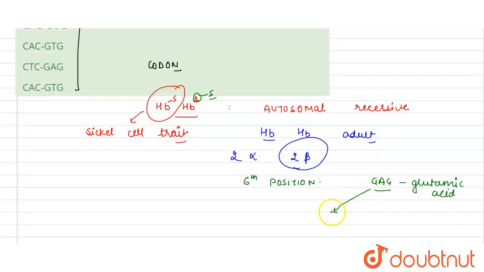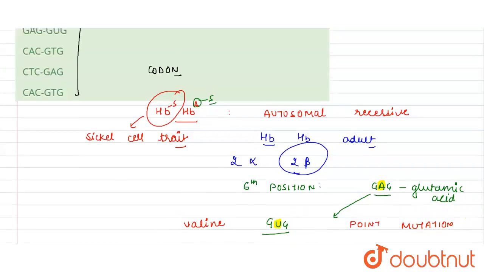It is being substituted by GUG. Can you see over here? A is being replaced by U. A is replaced by U, and hence this is called a point mutation. So this will code for valine now. Now over here, a complete amino acid has been changed.